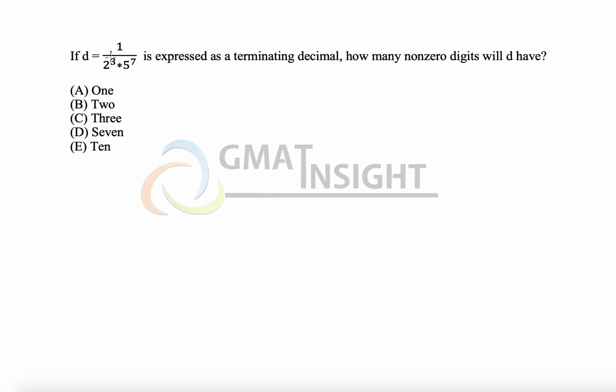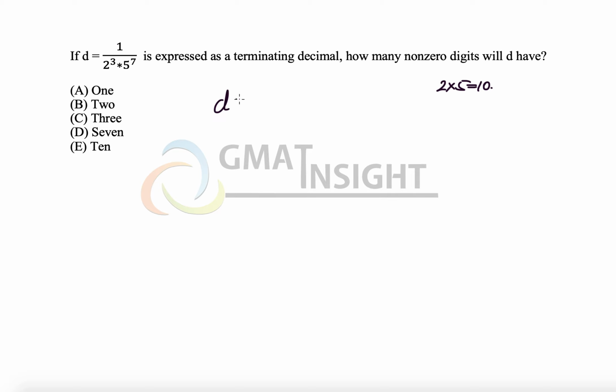If d is equal to 1 over 2 cube times 5 to the power 7 is expressed as a terminating decimal, then how many non-zero digits will d have? Now, let's quickly understand that 2 and 5 together make a 10. And these 10s will turn up only in zeros when they are in denominator.